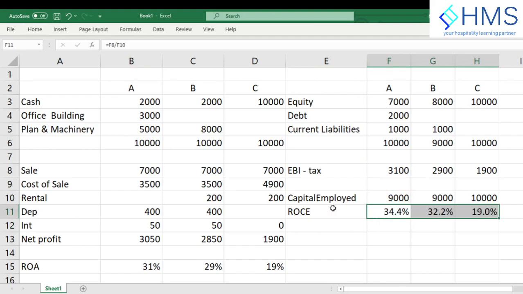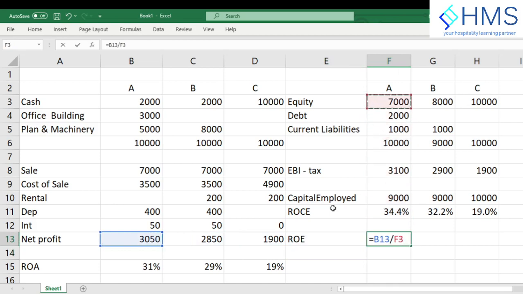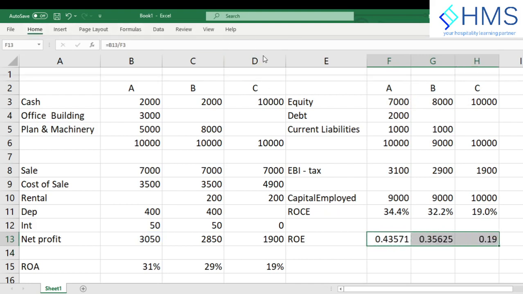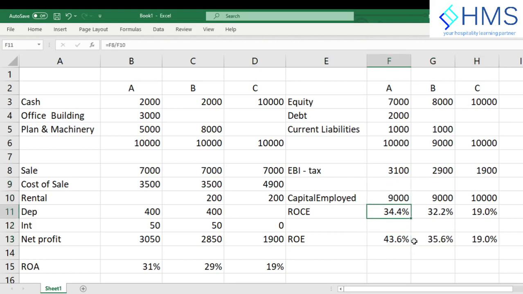And return on assets, return on equity. Return on equity was calculated as net profit divided by the total equity, so the book value of equity. So here is the book value of equity. So here you are calculating the return on assets. So you can see now, return on equity is super high for company A, higher than return on capital employed.